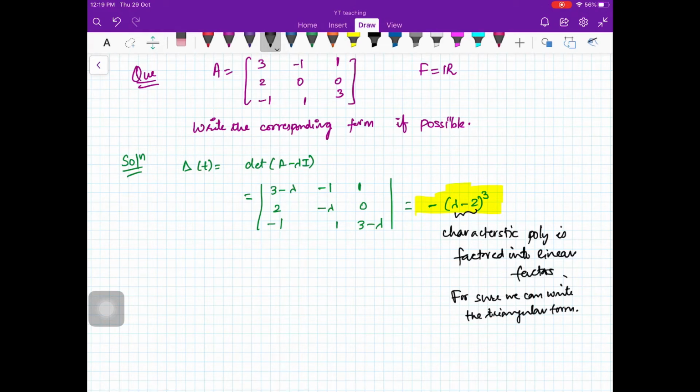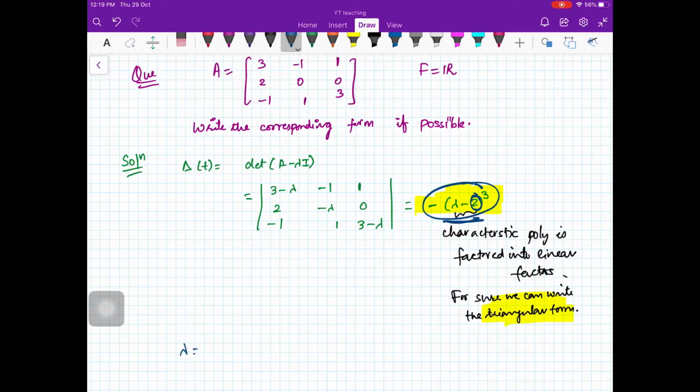Now the question is how to write the triangular form. We have not done any theorem. For example, in Jordan canonical form and rational canonical form, I have told you a theorem where you have a way to write down your Jordan canonical form and rational canonical form. But here I have not told you how to write this. Before going to triangular form, we would like to check if we can write the diagonal form, because if you can write the diagonal form, that is a triangular form. So for that you need to check the geometric multiplicity of this eigenvalue.